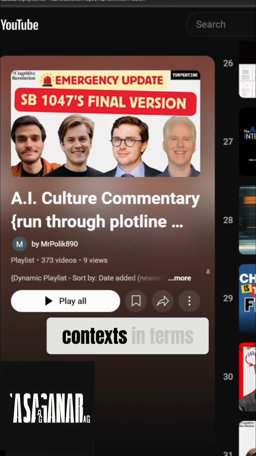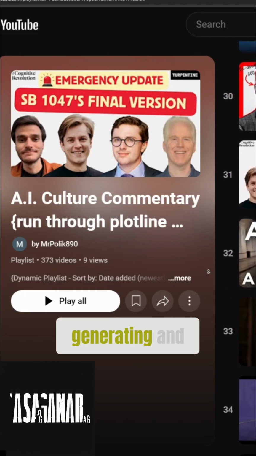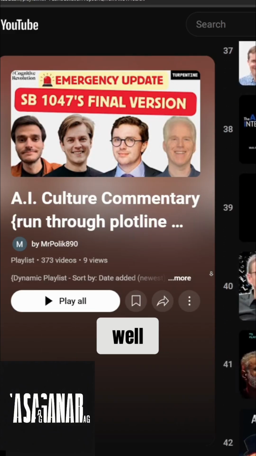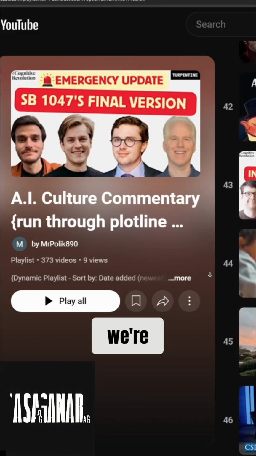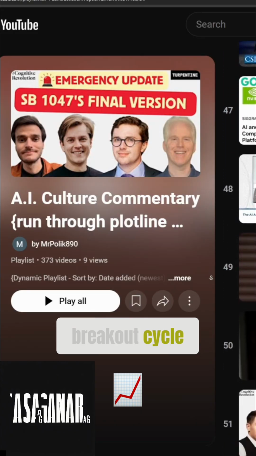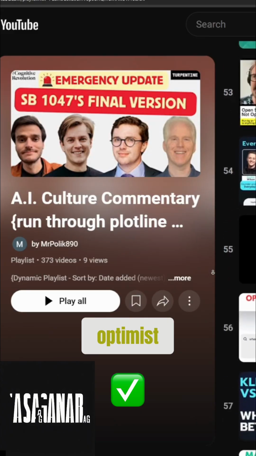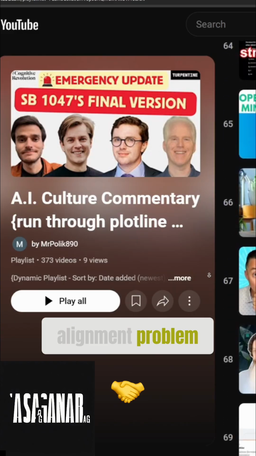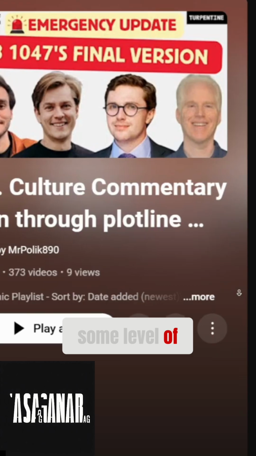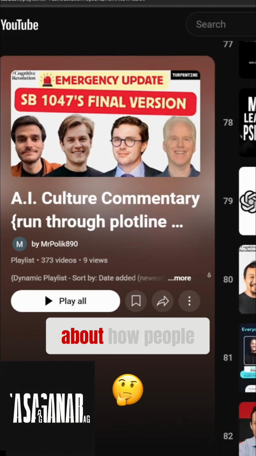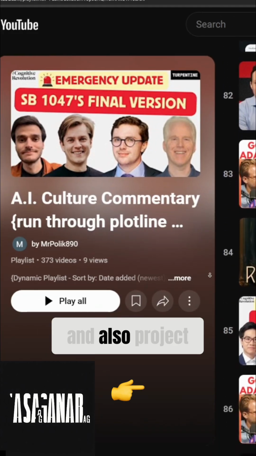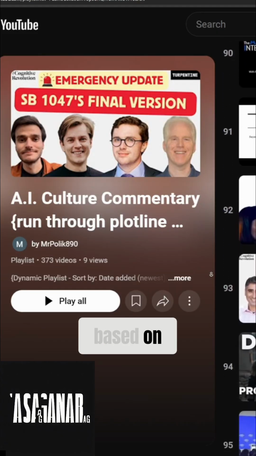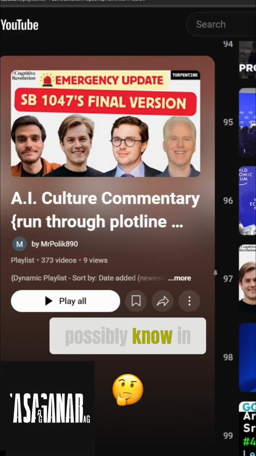a lot of different contexts in terms of generating and shaping an impression and an experience related to, well, how do you actually think about where we're at within a macro breakout cycle? Are you a techno optimist? Are you an AI doomer? Can we escape the alignment problem versus some level of it? It's fascinating to think about how people weigh and also project their expectations in terms of timeline mechanics based on anything that we could possibly know in the present moment.